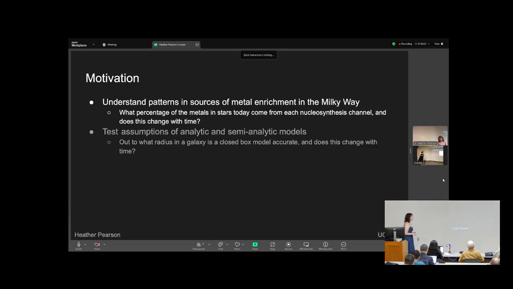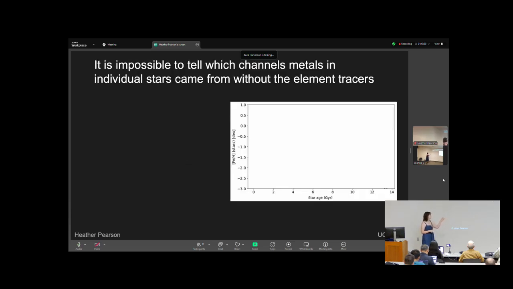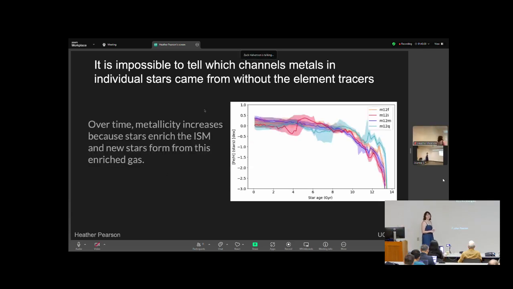So this is the usual view you get of metallicity over time in a simulation. We have time on the x-axis and iron over hydrogen metallicity on the y-axis. These 4 lines represent 4 different simulations that were run using the element tracers, and the shading is the 1 sigma scatter. As you can see, the metallicity is increasing over time as stars form and eject metals into the ISM, and new stars form out of this gas, increasing the metallicity of the stars. But from this plot, you can't tell, for a given star particle, what proportion of the metals came from each channel.